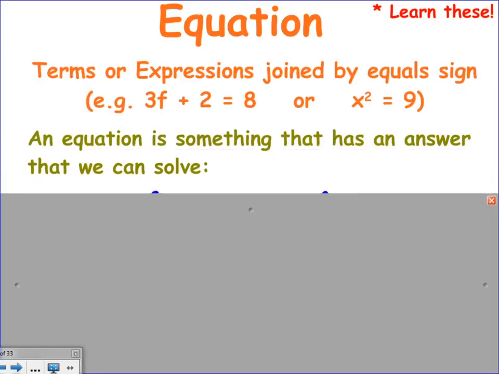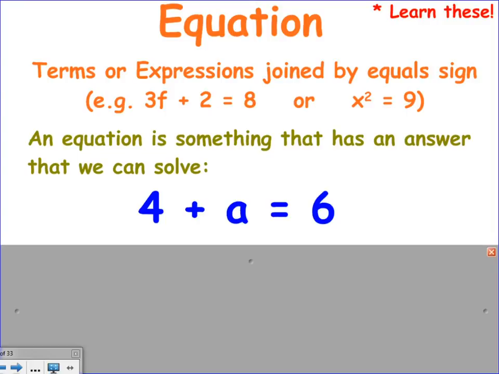An equation joins terms, but has an equal sign with something on the other side of the equal sign that you can solve. Okay, so 4 plus a equals 6 could be an equation because it's something we can solve, and there's an equal sign, which means it's very different to an expression, and we've got something on the other side of the equal sign. So that becomes an equation. Okay?